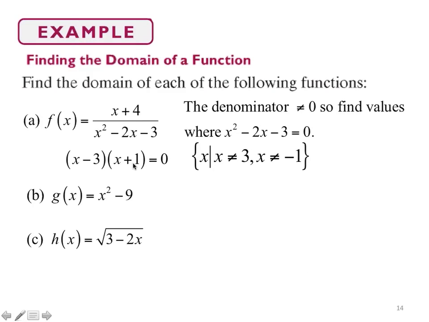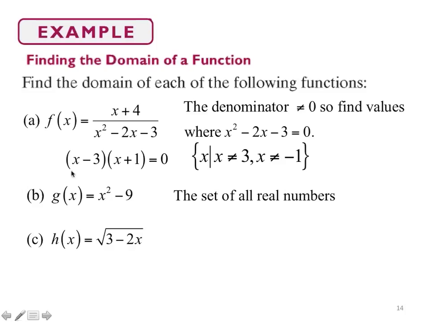Now we're talking about domain. We don't want our denominator to be 0, so we need to exclude the numbers that make it 0. So we write this in set builder notation, which starts with a curly bracket, has an x and then a line, and then x not equal to 3, because if we plug 3 in, that makes our denominator 0. And also x not equal to -1, because if we plug a -1 in, that makes our denominator 0 as well. We read this line as "such that." So we read it as x such that x is not equal to 3 and x is not equal to -1.